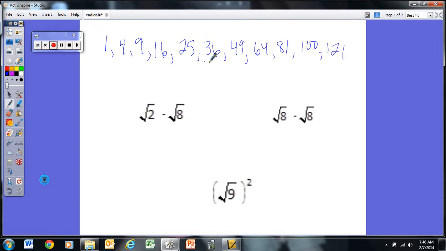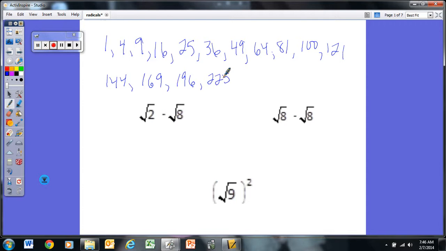1, 2, 3, 4, 5, 6, 7, 8, 9, 10, 11, 12 is 144. 13 is 169. 14 is, good question, 196. And 15 is 225. Let me check that 14 one. I'm pretty sure that's right. It's been a while since I've had these memorized.